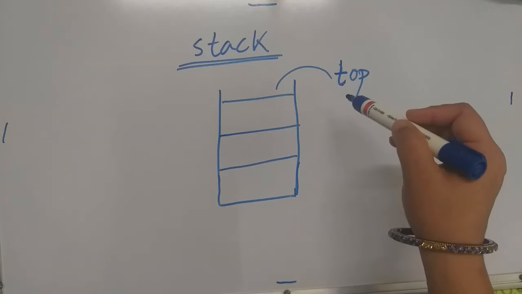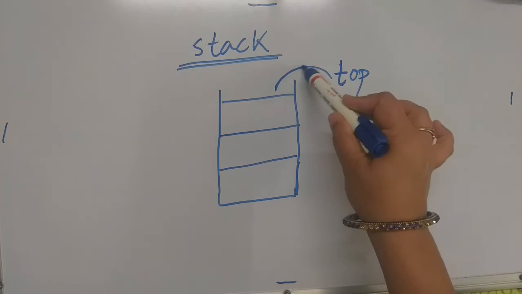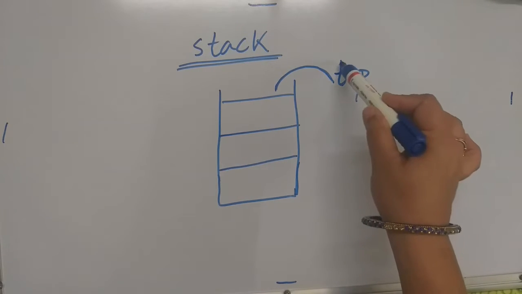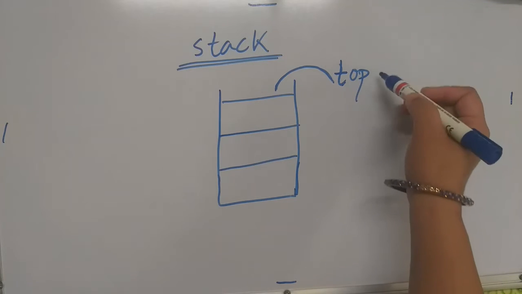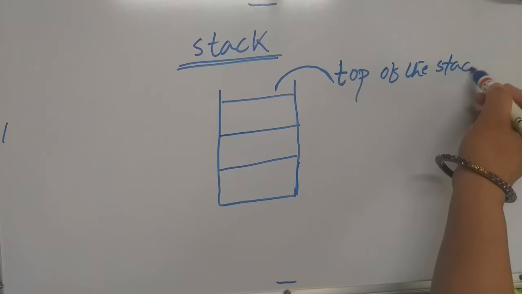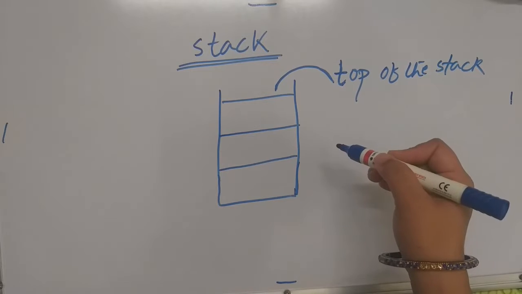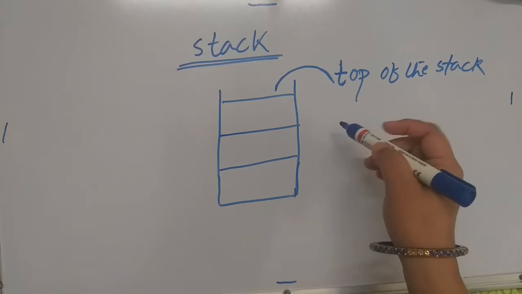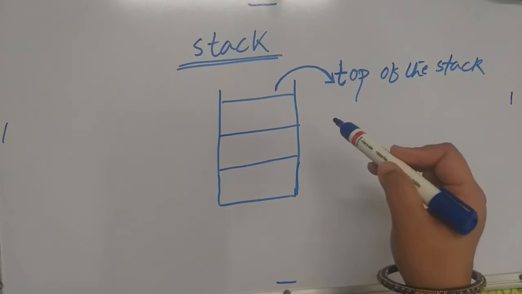Whenever we insert and delete elements, we insert and delete at one end, and that end is called the top of the stack. Here it is a linear data structure, and whenever we insert and delete at one end, it is called the top of the stack.